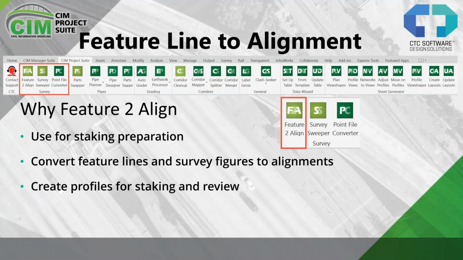So feature line to alignment, we can use that for staking. We can convert our lines to survey figures and alignments, and we can create staking points for review.